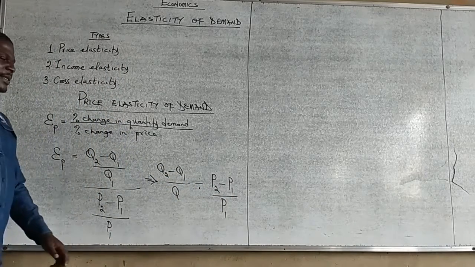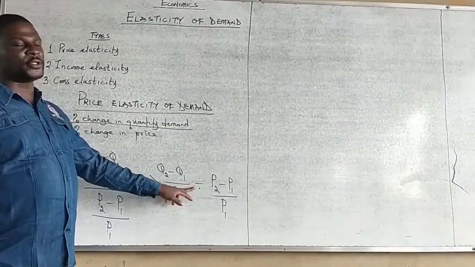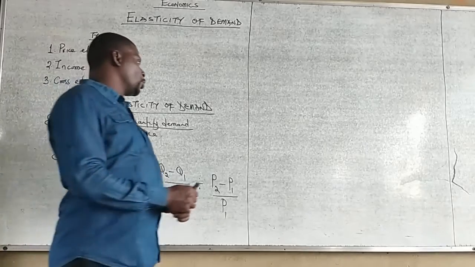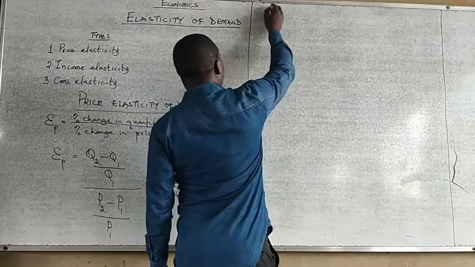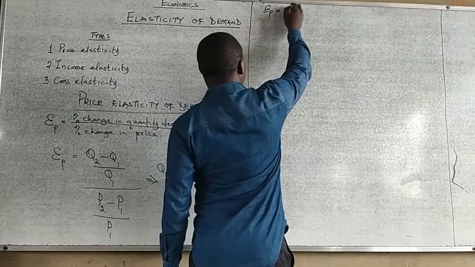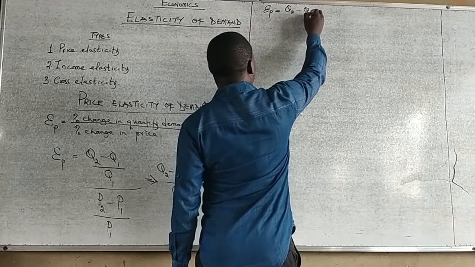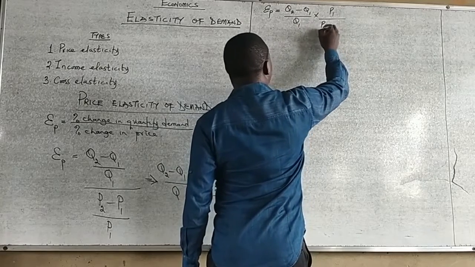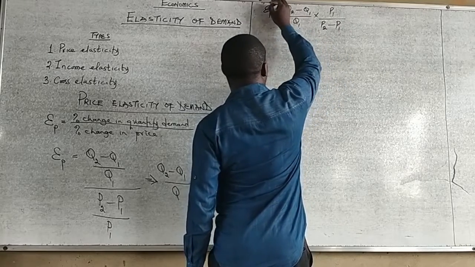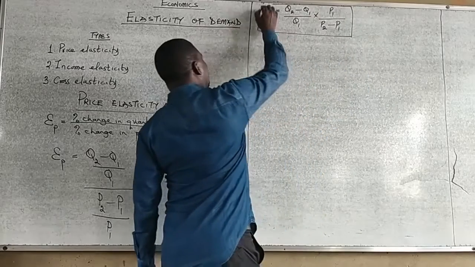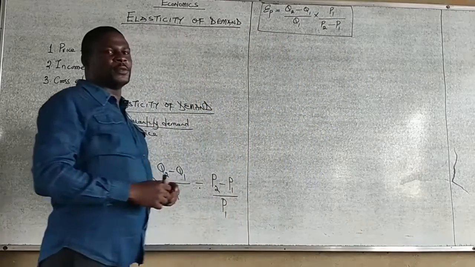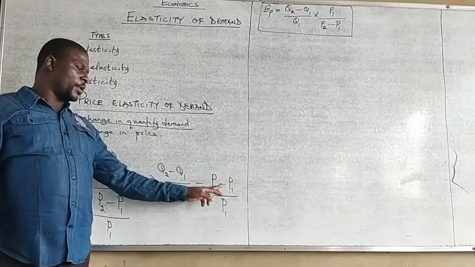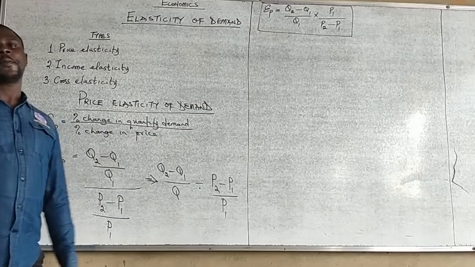And of course, in mathematics, this divide, by the time it changes to times, P1 will come up, this one will come down. So, we can now say the formula for your price elasticity is Q2 minus Q1 all over Q1 times P1 over P2 minus P1. So, we can take this as our price elasticity formula. That is, divide changes to times. P1 will come up, P2 minus P1 will come down. You get that?